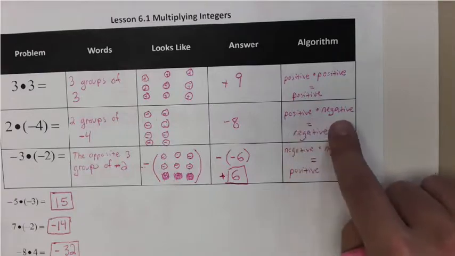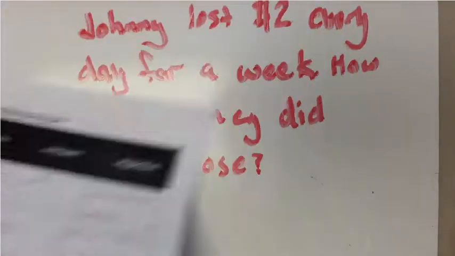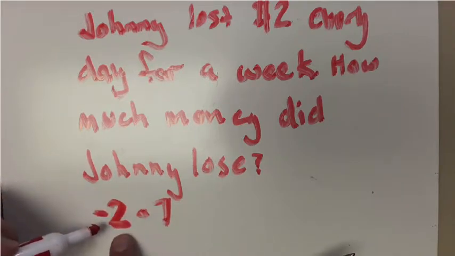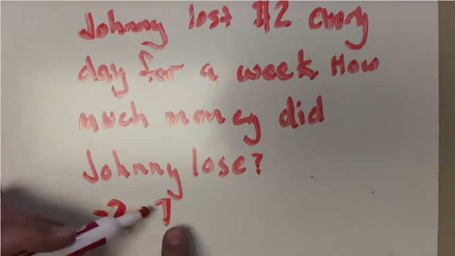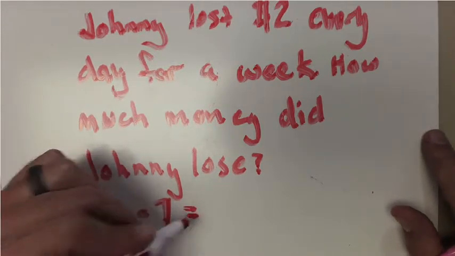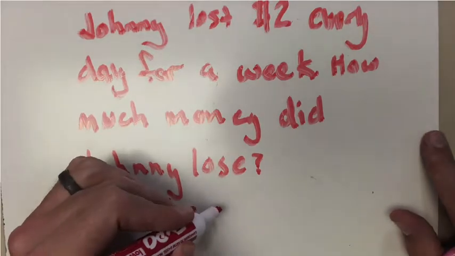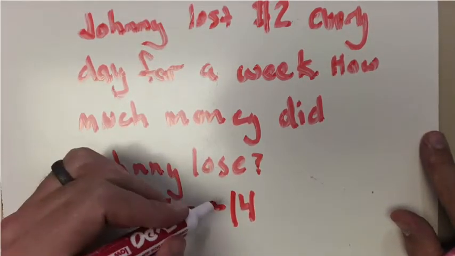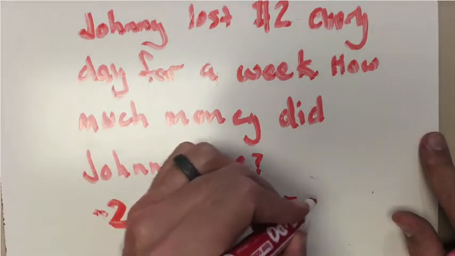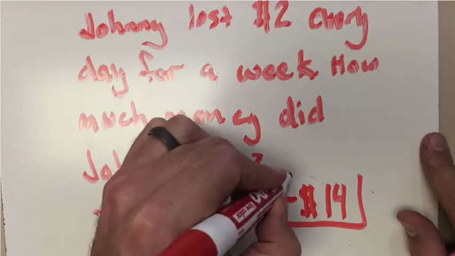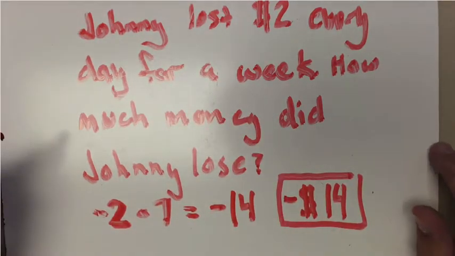If I look at my algorithm, I've got a positive times a negative. That equals a negative. Okay? So I've got 7 groups of 2, or the opposite of 2 groups of 7. But negative 2 times 7 equals negative 14. So Johnny lost negative $14. All right. Sorry, Johnny. Keep up with your money.